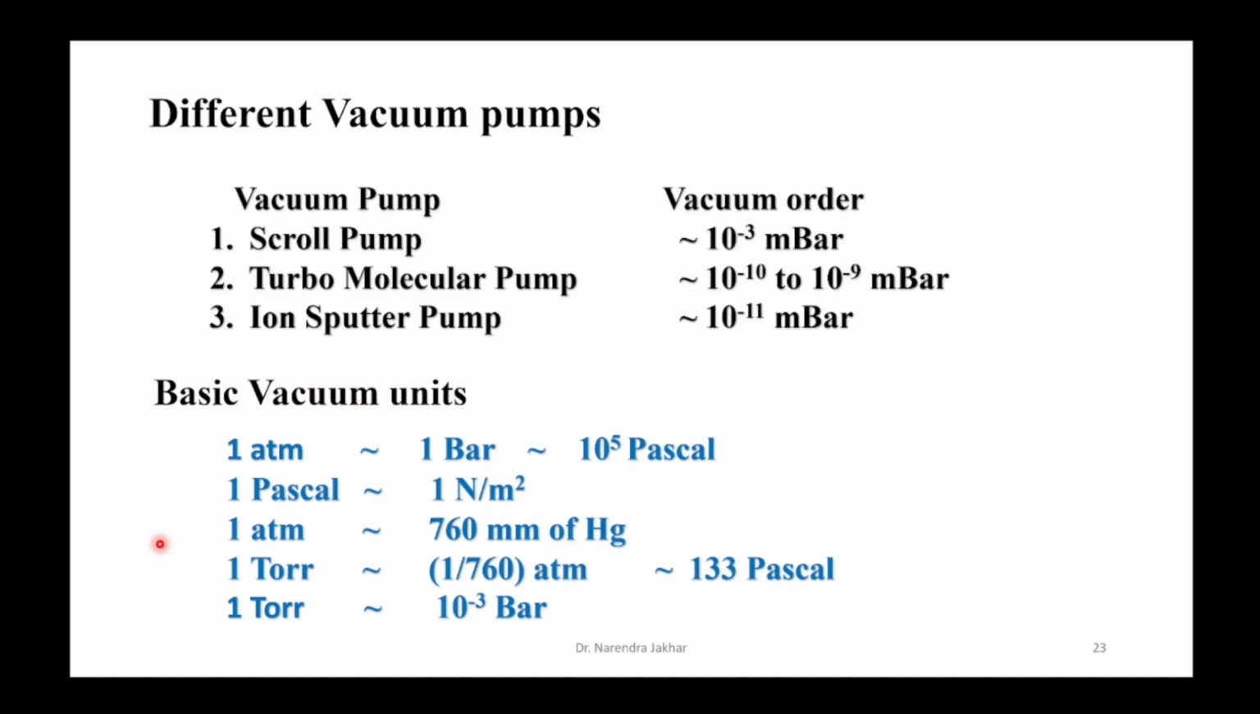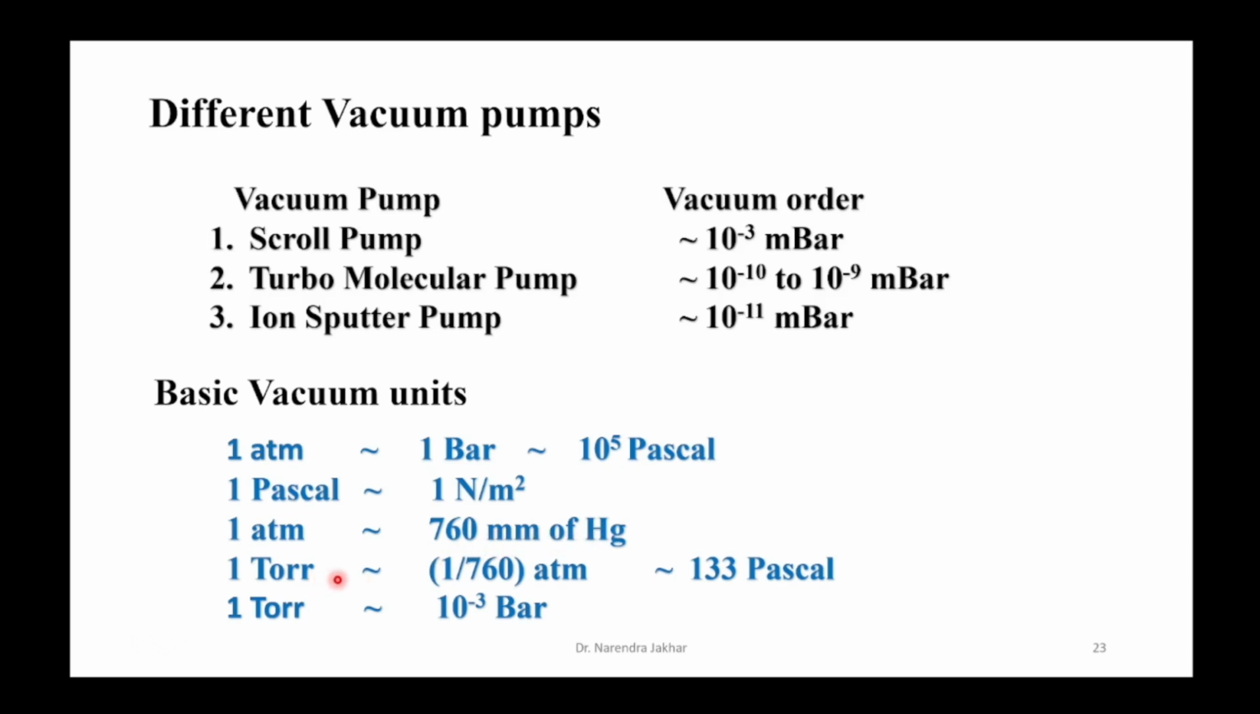This will give us the idea again to correlate the different units of pressure. One atmospheric pressure is almost equal to 1 bar, and this is equal to 10 to the power 5 Pascal. And this 1 Pascal is what? 1 Newton per meter square, an MKS unit of pressure. And this 1 atmosphere is also equal to 760 mm height of the Hg, mercury, column.